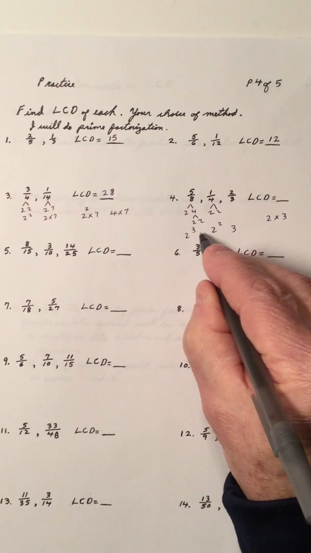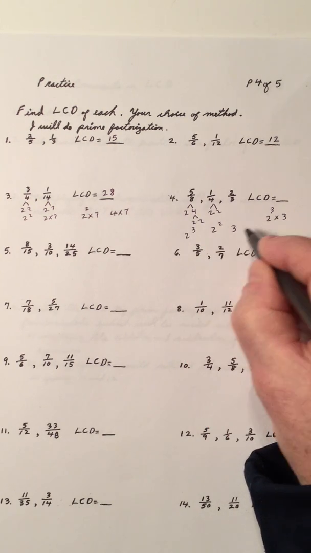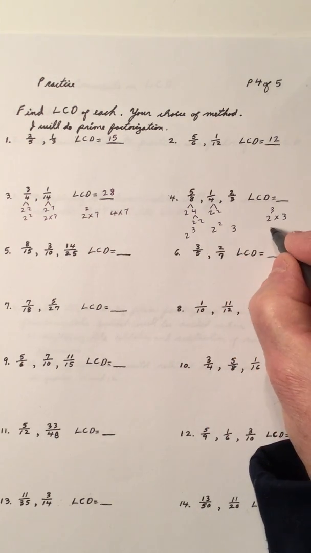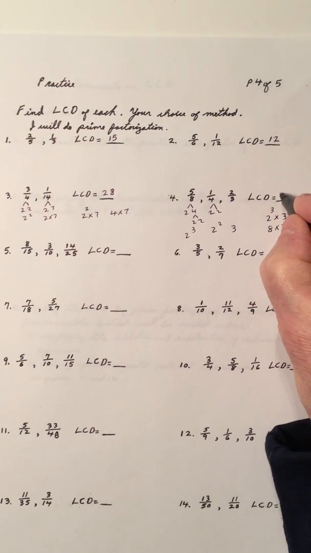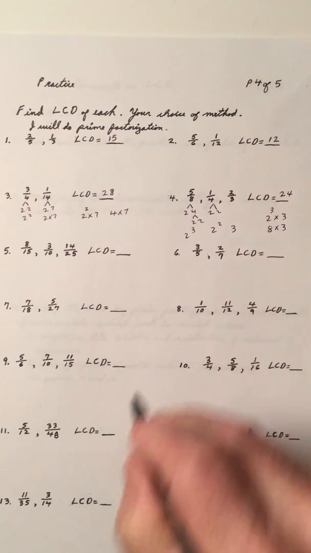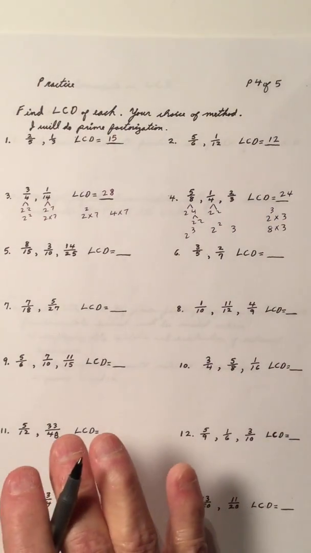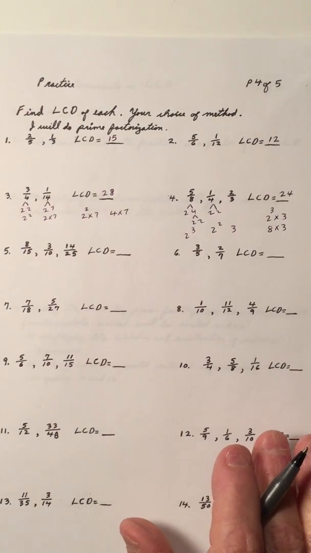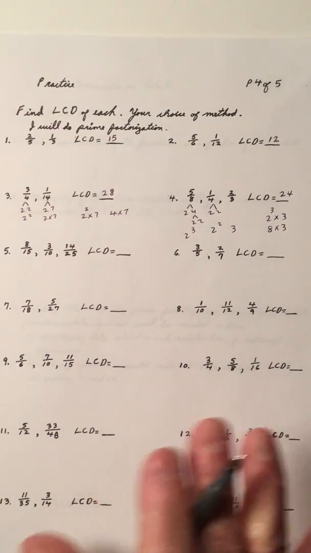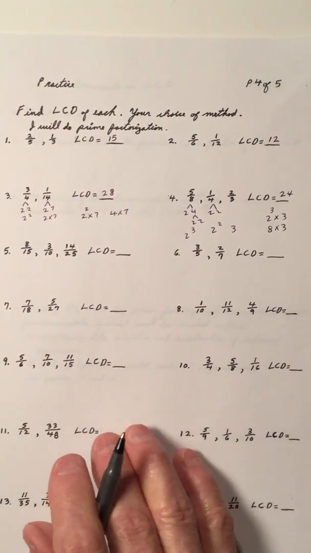The largest exponent of 2 is 3. 3 is all by itself, so that's 8 times 3. So the least common multiple is 24. The least common denominator is 24. I keep repeating: least common multiple is the least common denominator. I tell you, when you get used to it, everything will be okay.